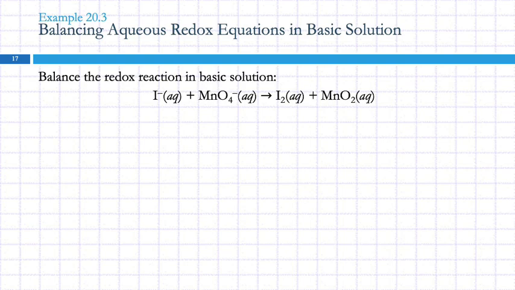Okay, so half reactions, right? So we're going to have iodide on one side and iodine on the other side. And then I've got permanganate ion and manganese oxide, manganese 2 oxide.